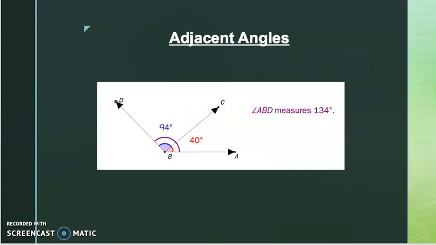We can take a look at adjacent angles to help us add up to find the total measure of another angle. So if you look at this visual, angle DBC is 94 degrees. Angle CBA is 40 degrees. Let's say we want to find the measure of angle DBA. That whole measure is the purple arc, and if we add up the 94 plus the 40 degrees, we are going to get 134 degrees. So we can add up the angles to get the whole angle.